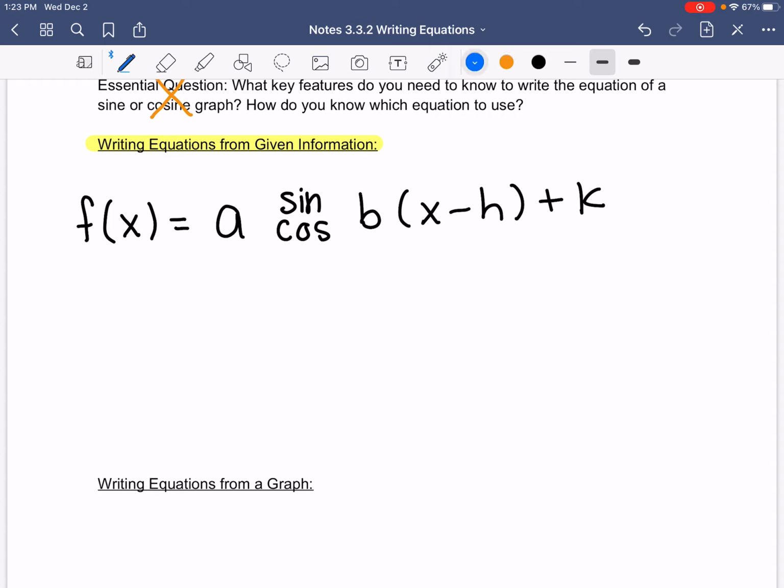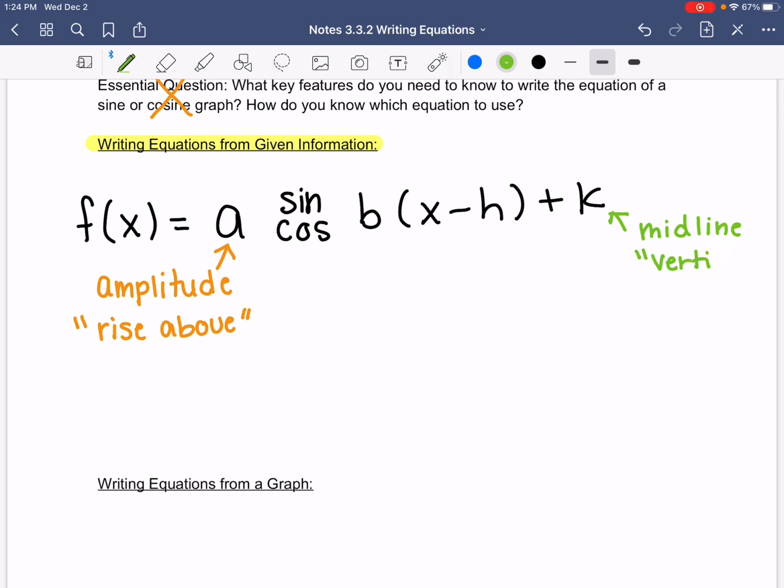So what you're going to have to do is determine the key features or the pieces that you'd plug in for your key features. So A, if you recall from yesterday, is your amplitude. In the description, though, they might not call it the amplitude. They might say something like it rises above or falls below. They're going to give you some sort of description of the graph. The other thing that they're going to give you is your midline. That's your K. Instead of midline, though, you might hear it mentioned as a vertical shift. So if you hear the words or read the words vertical shift, they're talking about the midline.